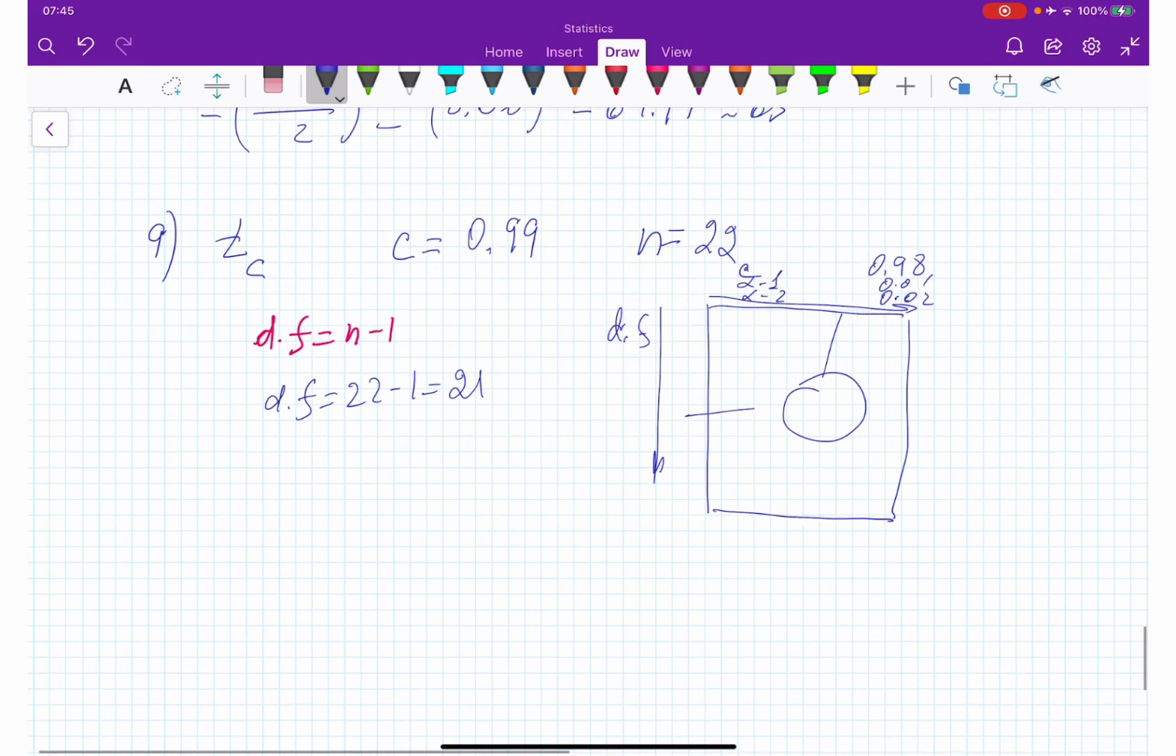Okay, so what do we have? We have 0.99 confidence level. N is equal to 22. So my degree of freedom is going to be 21. Since my C is given as 0.99, I'm going to where 0.99 is, and 21.